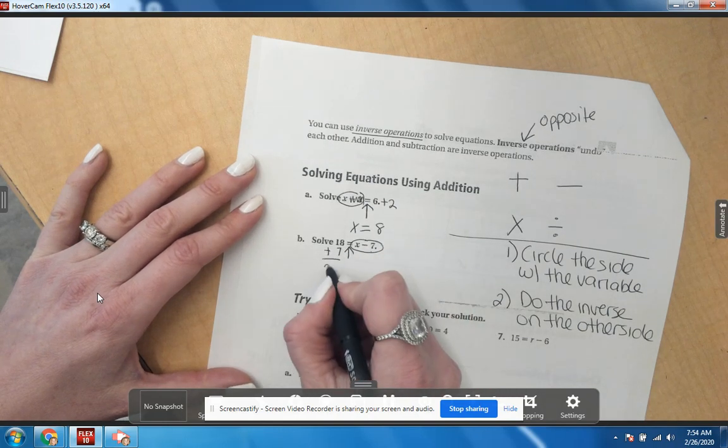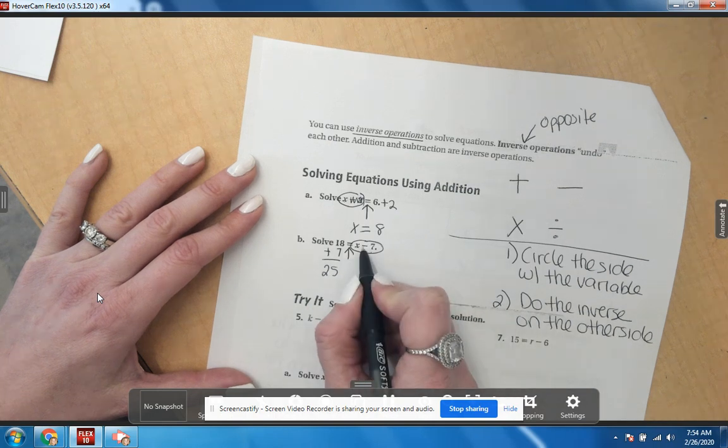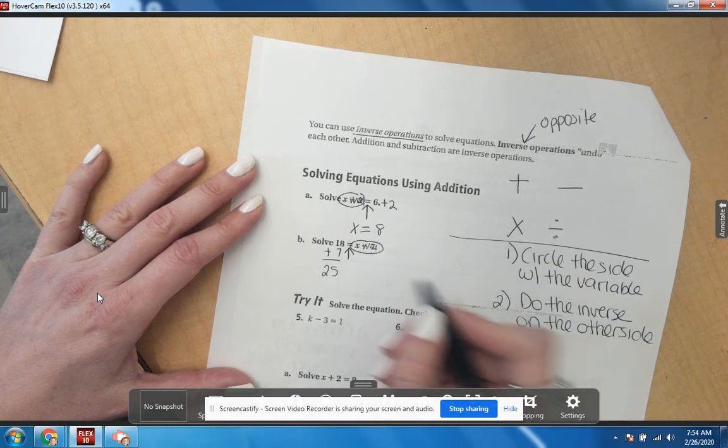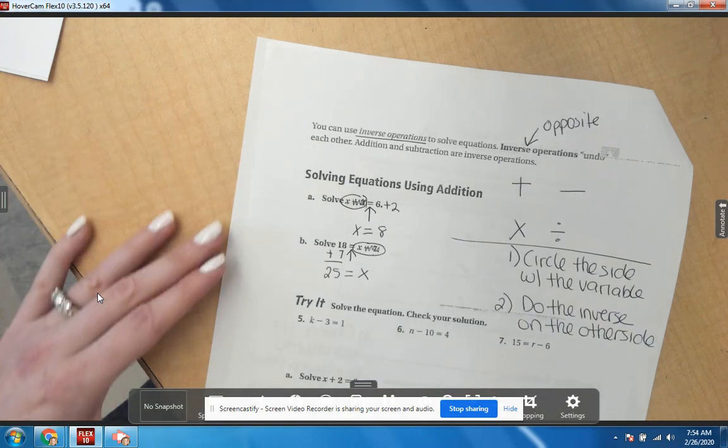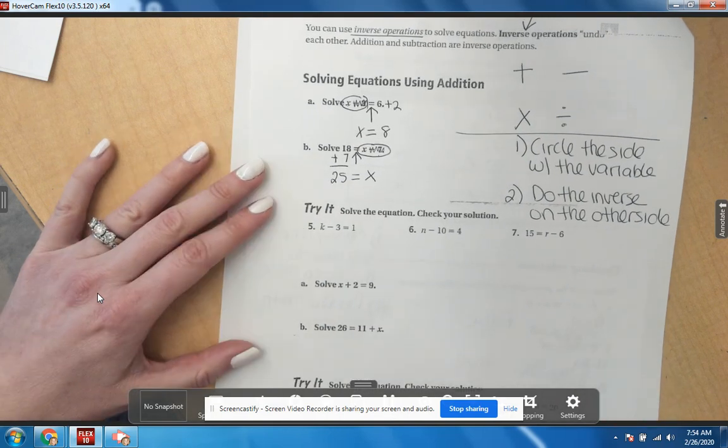18 plus 7 is 25. I'm going to cross out the minus 7 that I did the opposite for. And this one's written backwards, but that's okay. You get 25 equals x, or you could write it as x equals 25. Okay, let's try a couple more.